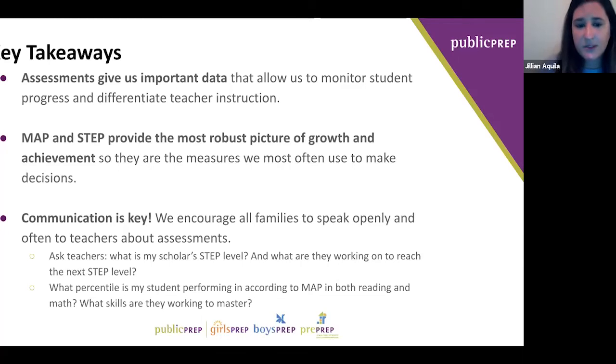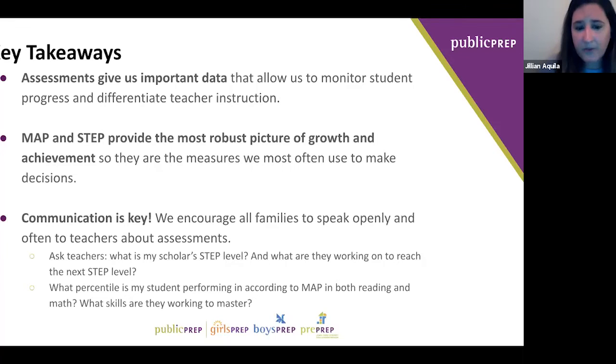And finally, perhaps the most important thing that we hope you take away from us tonight is that communication is key. We really want you to remember that talking to your child's teacher is the best way to know how your student is doing, and what you can do at home to support your scholars. Our teachers have an open door policy and always try to make themselves available for conversations about students' progress.